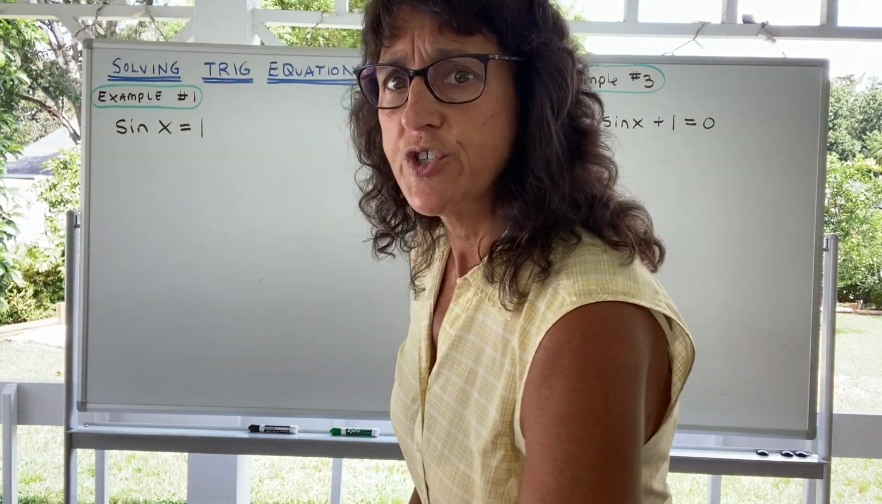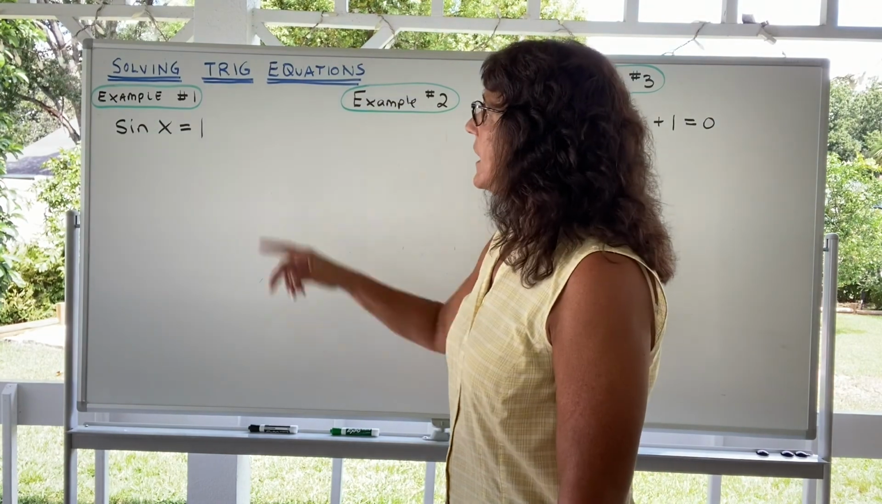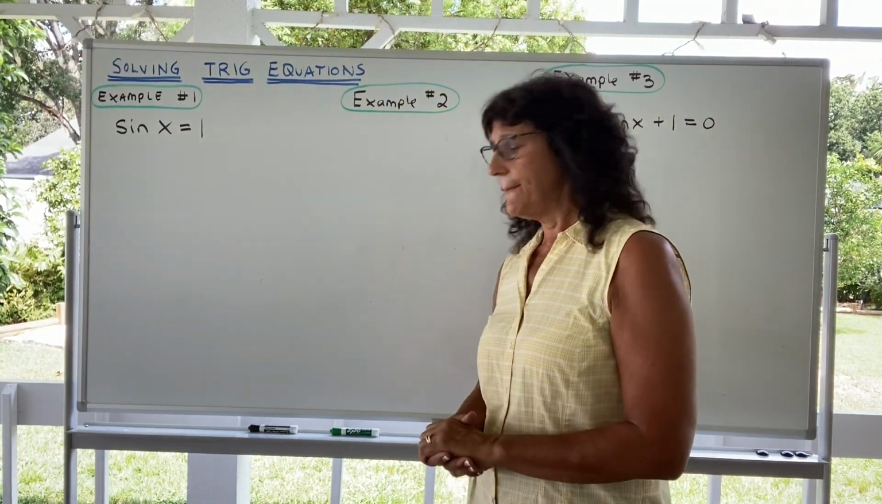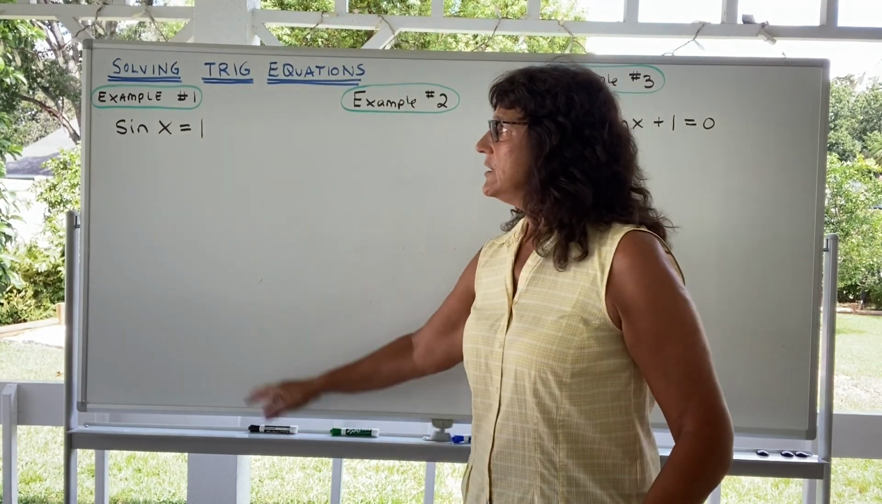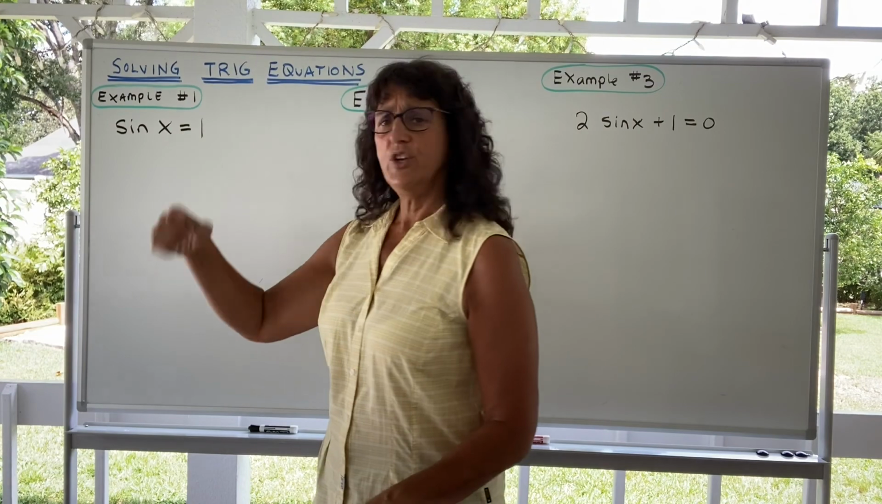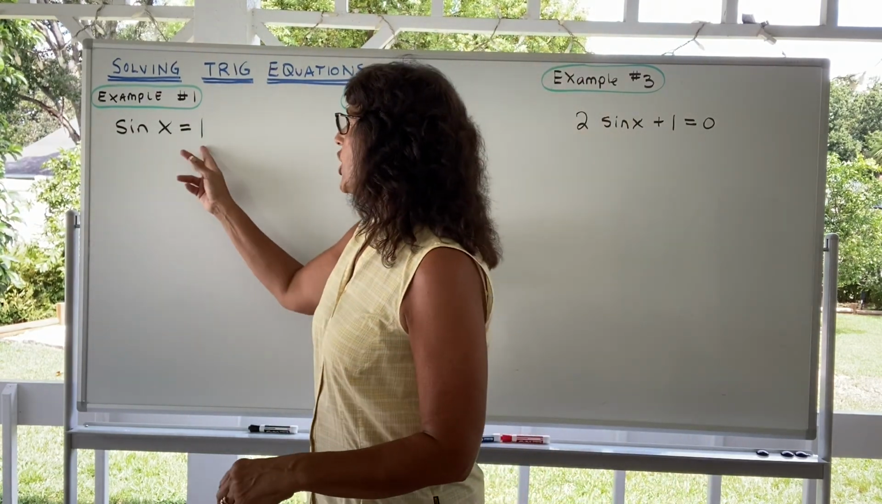We've got 4 trig equations total, 3 on the front board, and 1 more on the back. And we're going to concentrate on sines and cosines, okay? So the first equation: we want to know sine x equals 1. So where on the unit circle is the sine of x equal to 1?